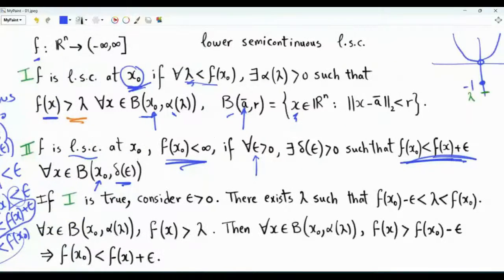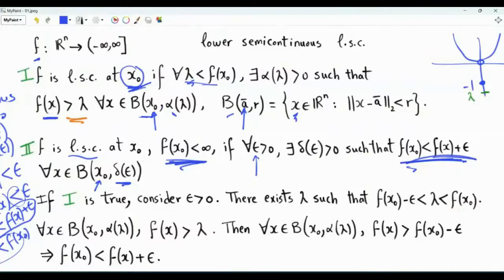For lower semi-continuous functions, we want, for an x0 such that f of x0 is less than infinity, that for every epsilon that is strictly positive, there is a delta such that, over the ball with center x0 and radius delta, for every x in that ball, we have f of x0 strictly less than f of x plus epsilon. Now we want to prove that these two definitions are equivalent when we have f of x0 less than infinity. Let's do the first direction.